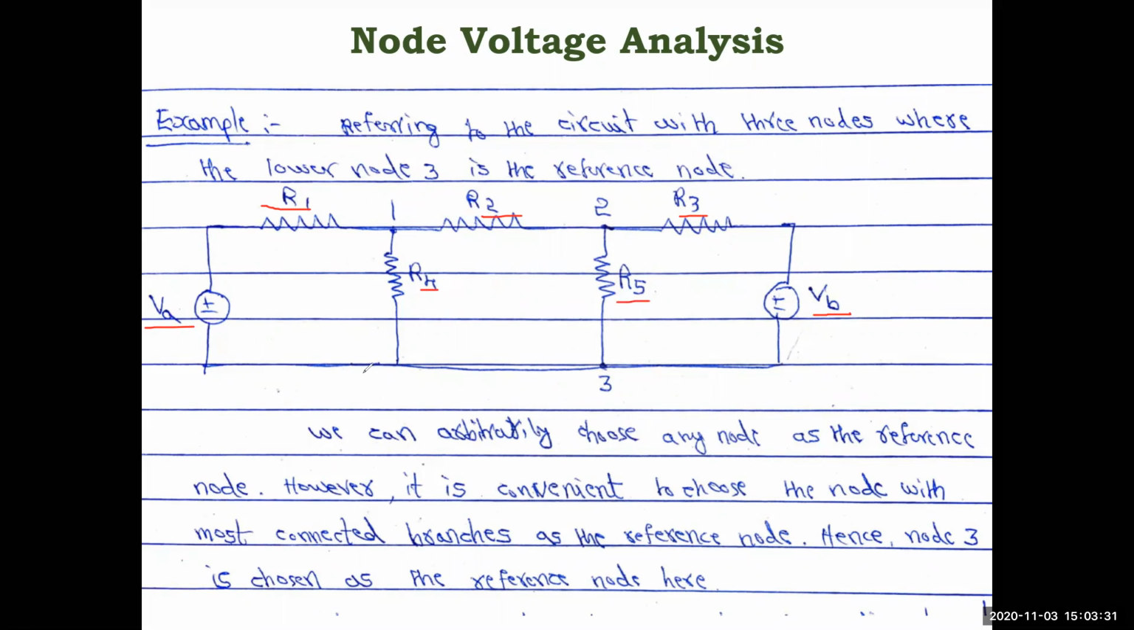In the case of mesh analysis, I used to call these mesh 1, mesh 2, and mesh 3, and I needed to write three mesh equations to find three unknowns. But the difference now, in node analysis, is that we have junctions. This is the junction we have here, with current coming from this path, from this path, and going to this path. That's why this is referred to as node 1.